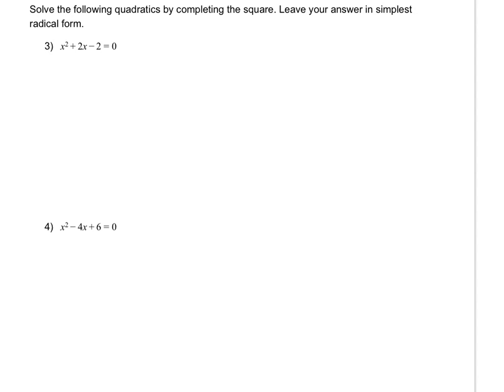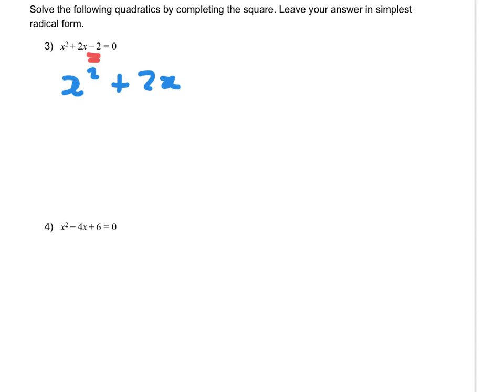So a couple of quick examples just for the sake of practice, right? So what I'm going to do here is, this minus 2, I'm going to move it to the other side. Alright? So what I'm going to get is x squared plus 2x equals 2. And now I just put something at the end to complete the square, right?